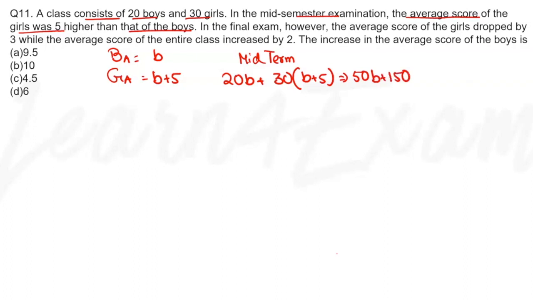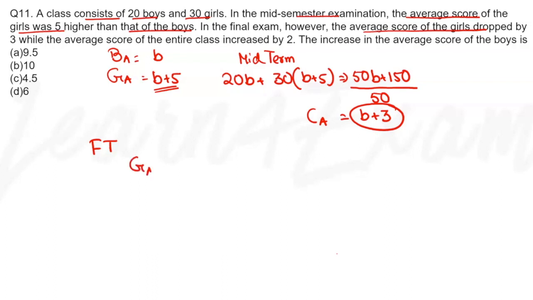So what was the average of the entire class? The total marks divided by the total number of people, that is 50. So the average of the entire class would be equal to b plus 3. Now it's given that in the final term, the average score of the girls dropped by 3. So it was b plus 5, and it drops by 3, so b plus 5 minus 3 is b plus 2, right?